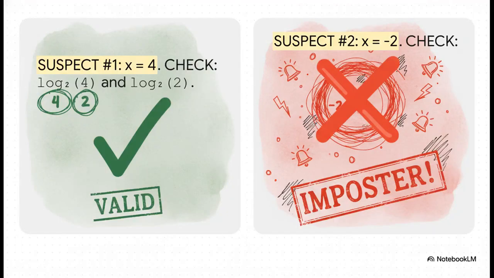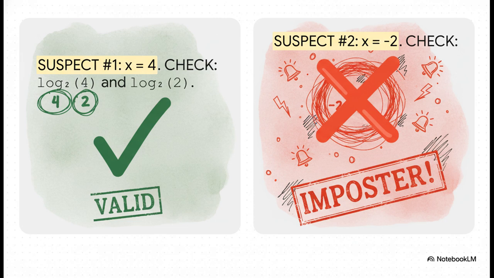Let's interrogate x equals 4 first. We plug it back into the original equation. Log base 2 of 4? Yep, that's fine. Log base 2 of 4 minus 2? Well, that's log base 2 of 2. Also fine. Both inputs are positive. Verdict? x equals 4 is a valid solution.